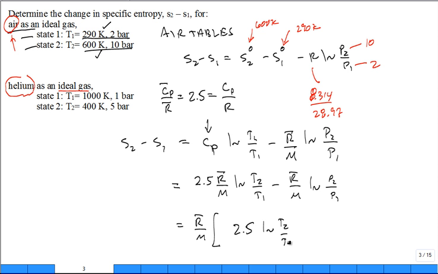Okay, natural log T2 over T1 minus 1 times natural log of P2 over P1. And that's about as compact as you could get. All right. What happens if somebody said it's not helium, it's argon? Everything's the same except the molar mass.